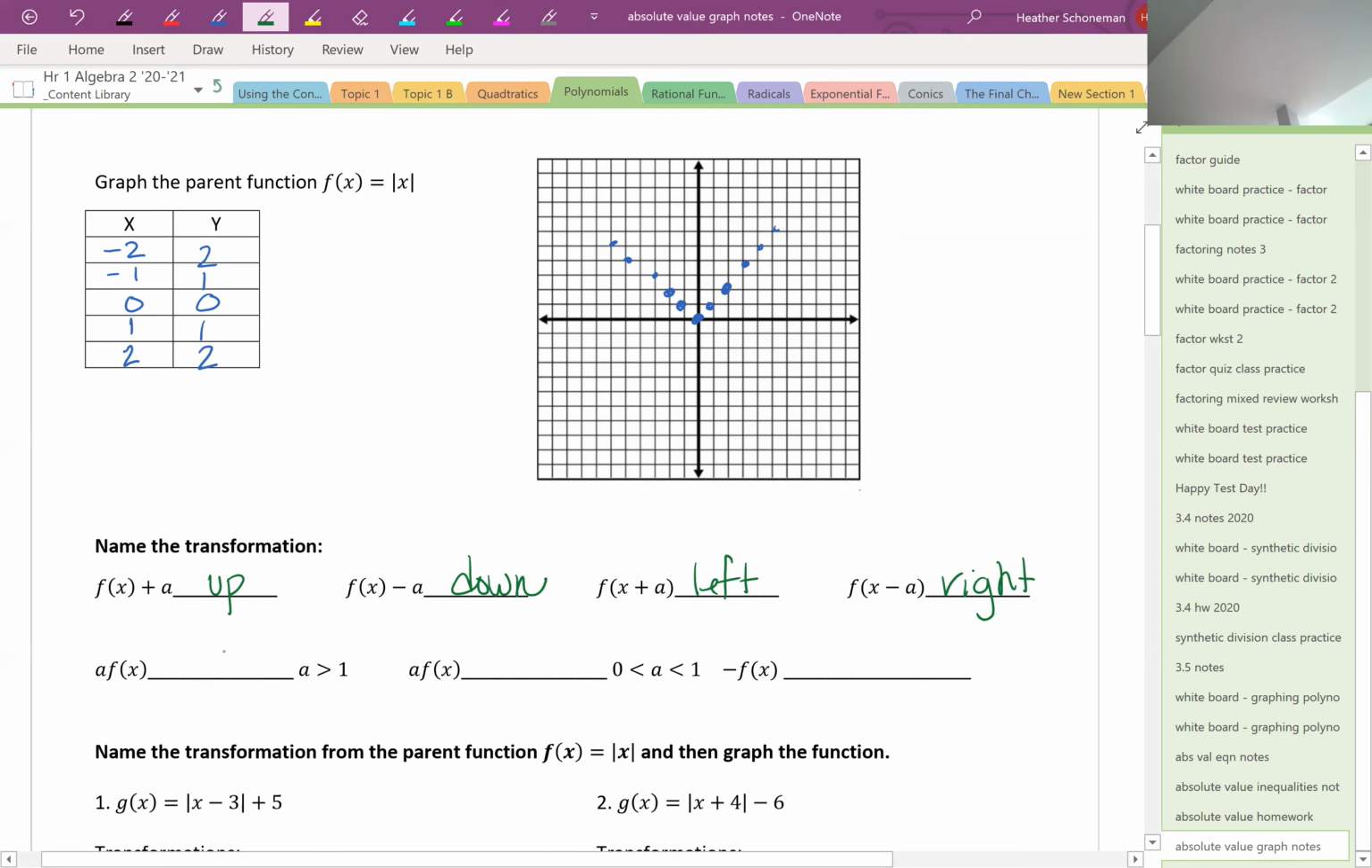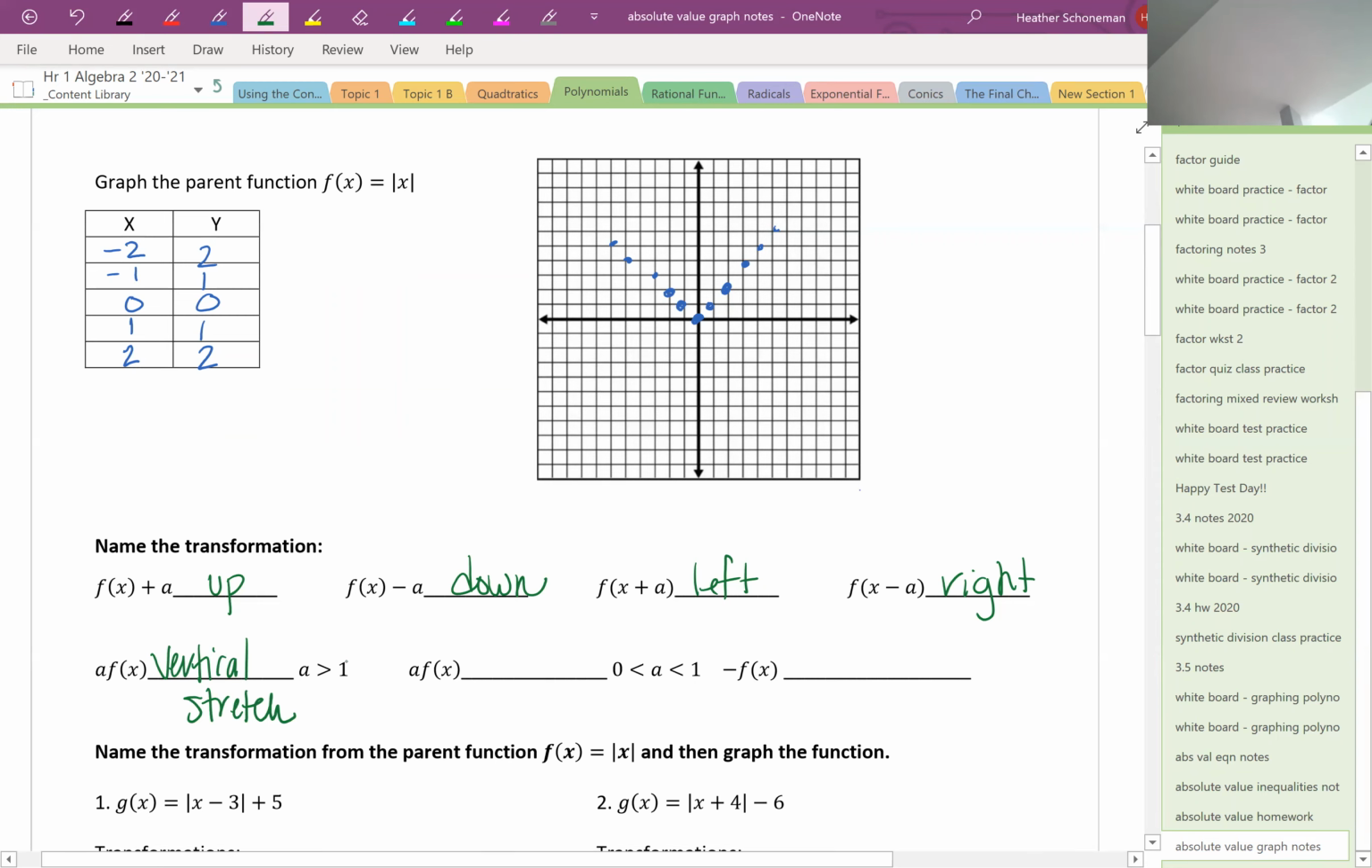If we multiply the function by a number and that number is greater than 1, then it is a vertical stretch. And yes, you do need to have vertical in front of it because like we talked about, this year we're focusing on vertical stretches, but horizontal stretches do exist. And so there's a difference.